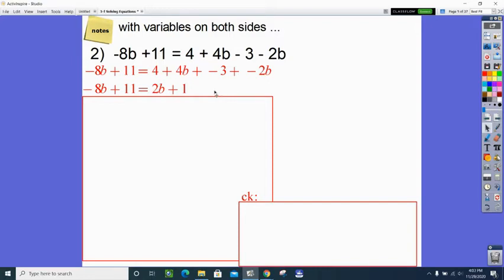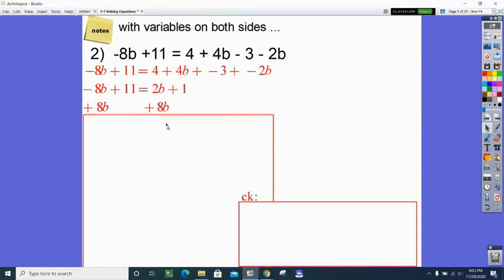So I'd like you right now to solve it and see if you can find an answer for b. Now remember, these guys are on opposite sides. So when we do opposite sides, this is where we talked about having a choice, and you're going to combine them using opposite operations. So go ahead and solve this and come back and we'll see how you did.